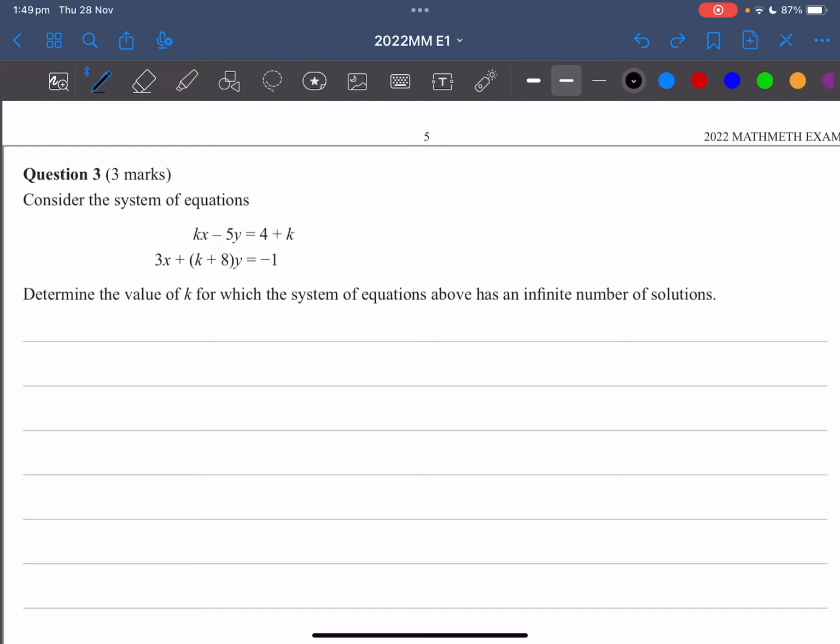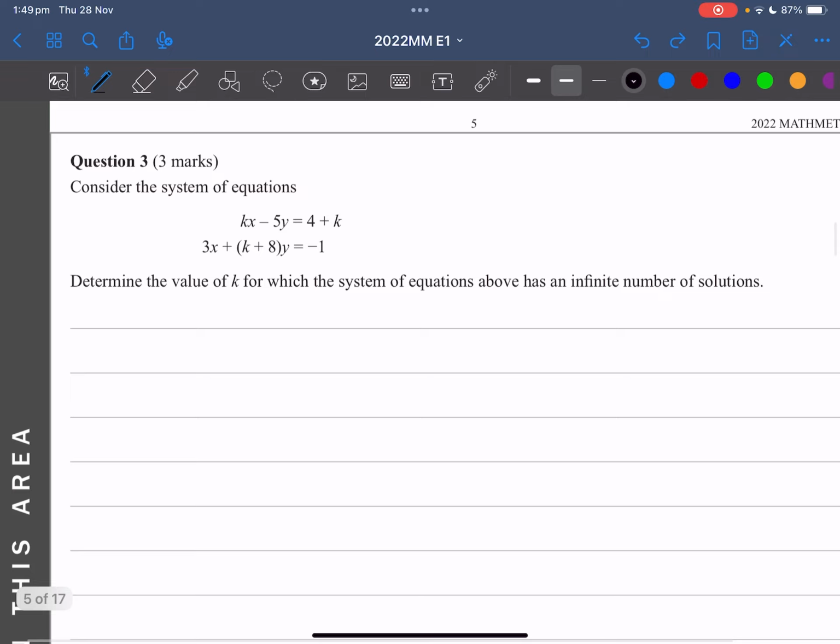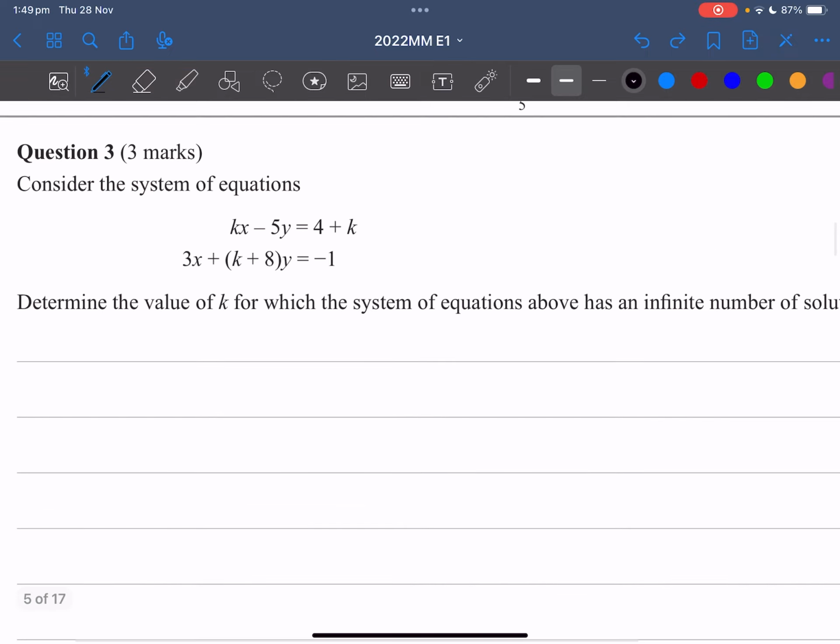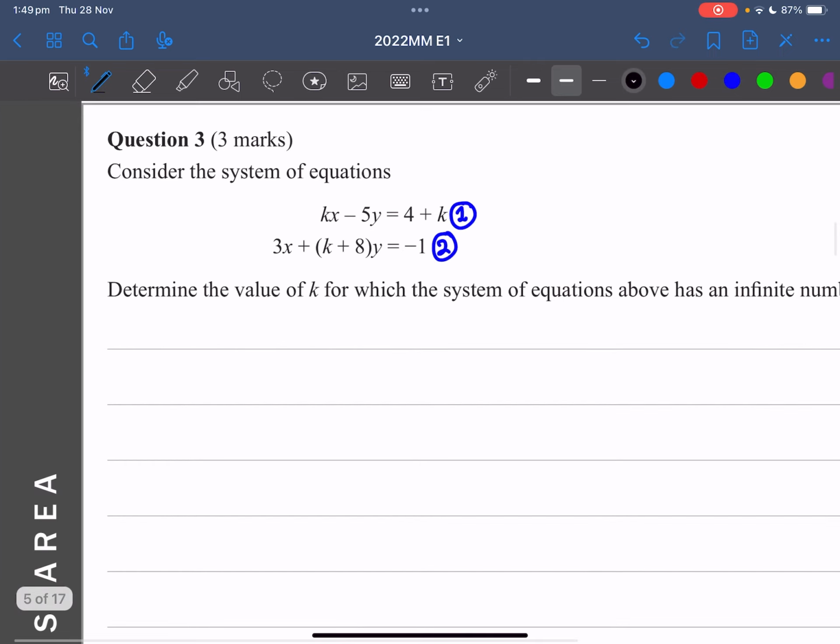So infinite number of solutions means what? That means the gradient and the y-intercept are the same. So just for the purpose of this question, I'm going to call this equation 1, call this equation 2. What I'm going to do here is first make y the subject for both of the equations so that we can equate the gradient and y-intercept and then solve it.